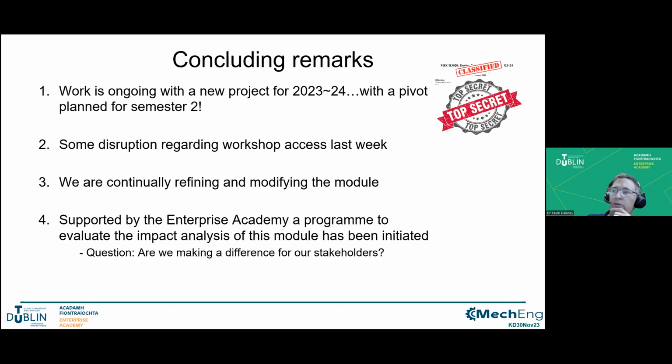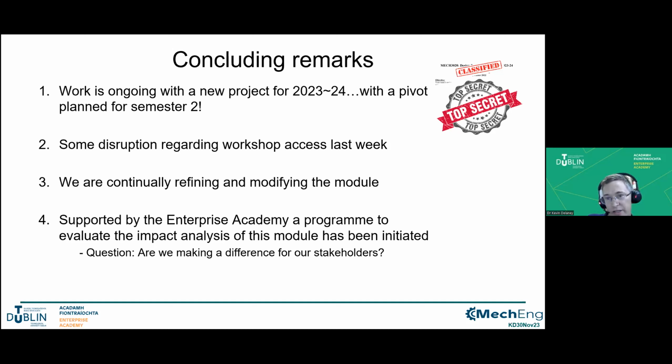We're continually refining and modifying the module, and supported by the Enterprise Academy, we're working now to consider the impact analysis. So we're doing a longitudinal analysis to understand, are we really making a difference for our stakeholders? And again, how can we change and modify the project appropriately?